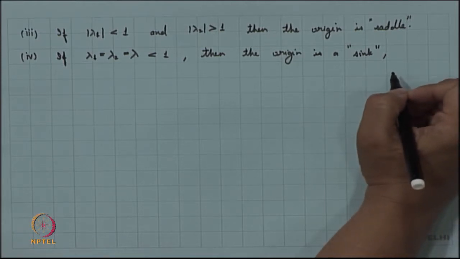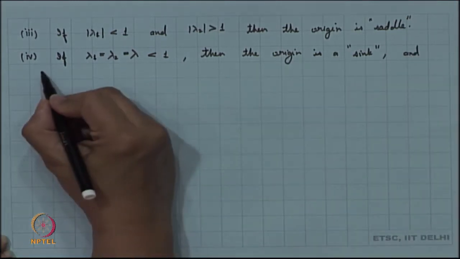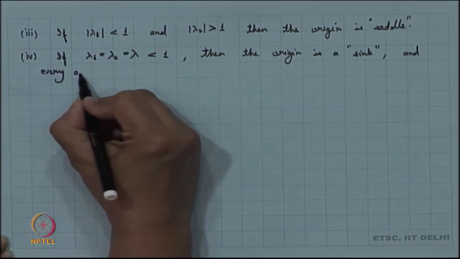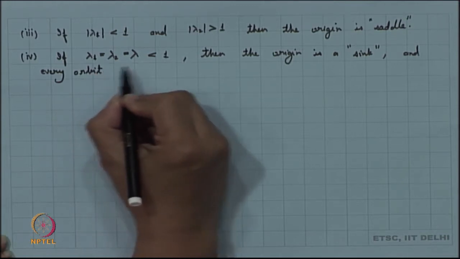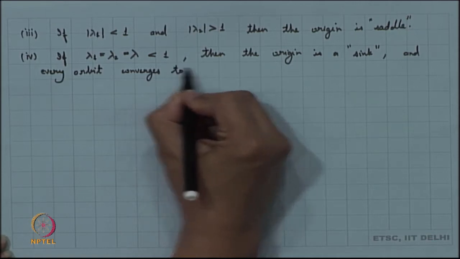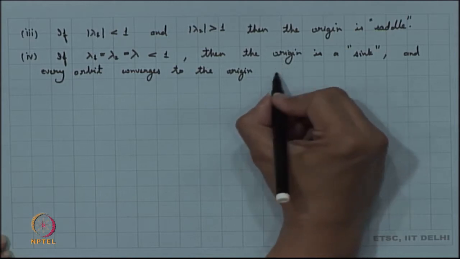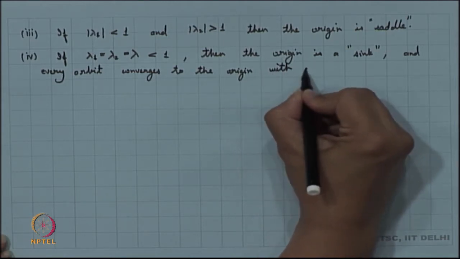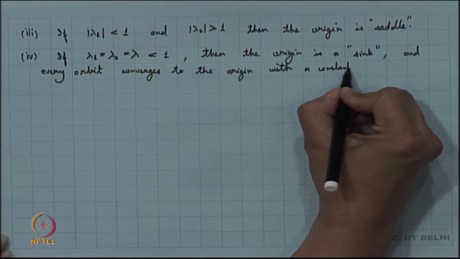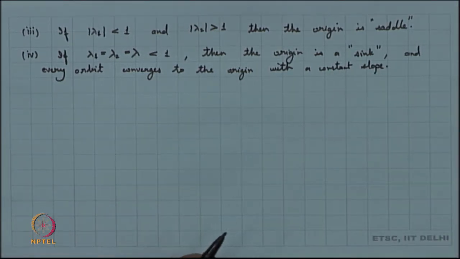But we have something else observed here: every orbit converges to the origin with a constant slope. Look into that. You are starting with an orbit. Every point is a linear combination of the two eigenvectors.